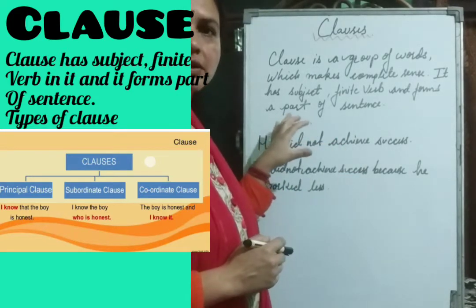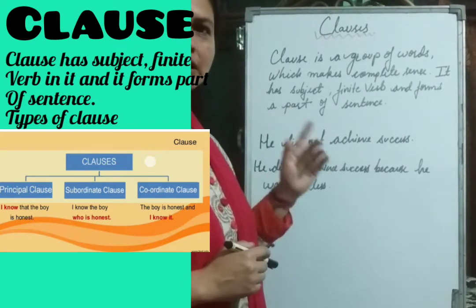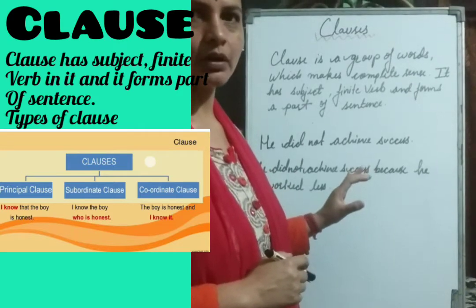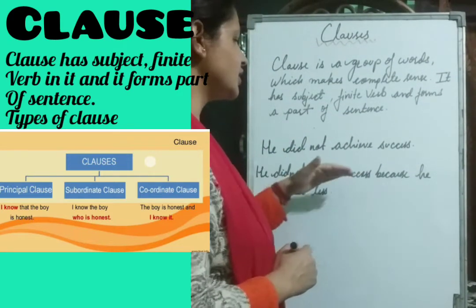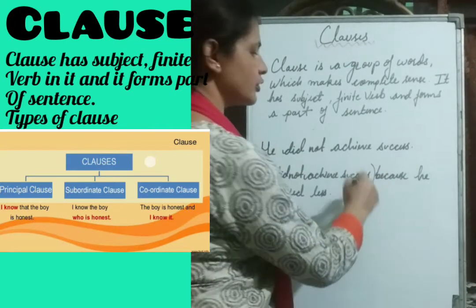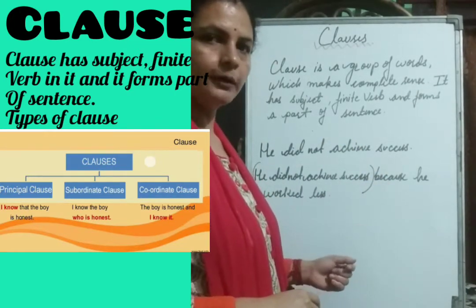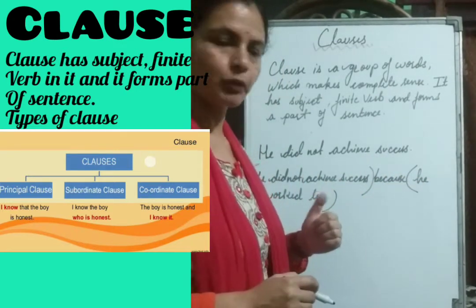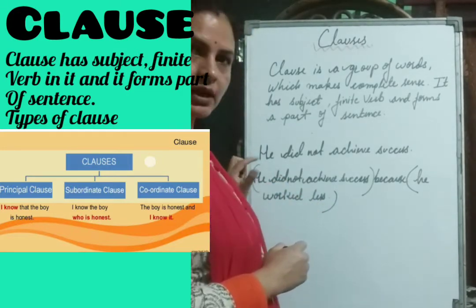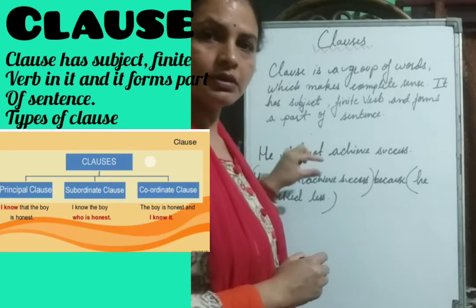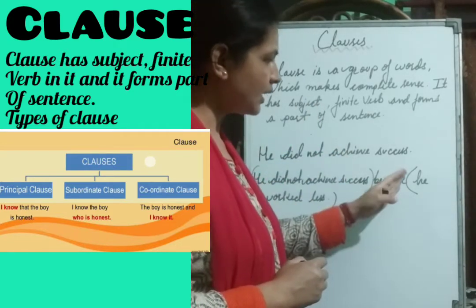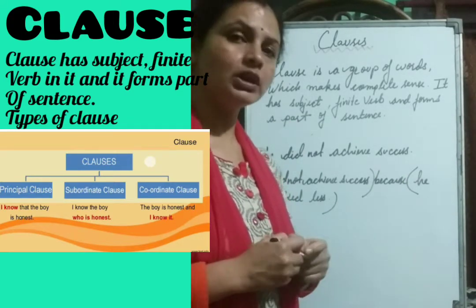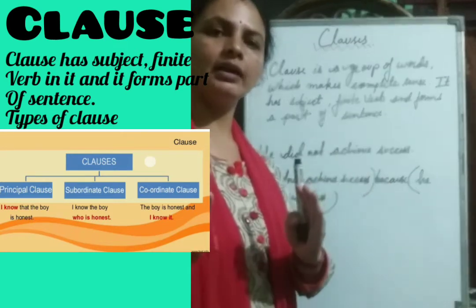The first sentence is a simple sentence. There is no clause. It is one single sentence. But the other sentence has clauses. He did not achieve success. This is the first clause, children, because that is the connector here. And after that, he worked less. This is the second clause. In the first clause, there is a subject, a helping verb, a main verb and an object. In the second clause, there is also a subject and a verb. So both the clauses have their own subjects and verbs.